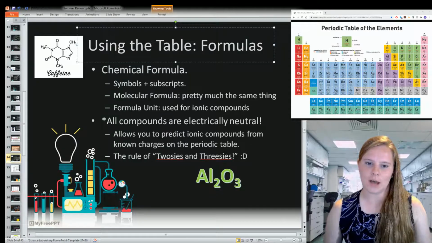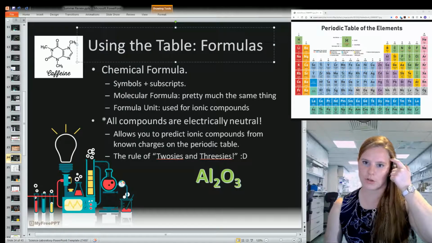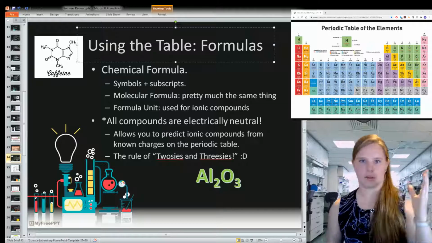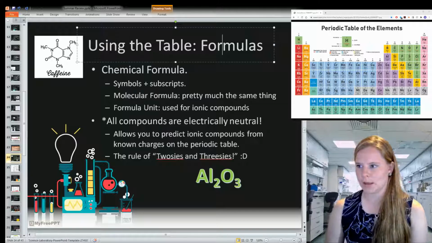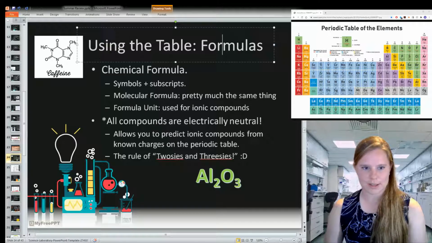All right. Yeah, so there's lots of examples you can do of that. Just look at the charges and do the math so that they equal 0. The same number of pluses, the same number of minuses. Okay, that does not apply to covalents.